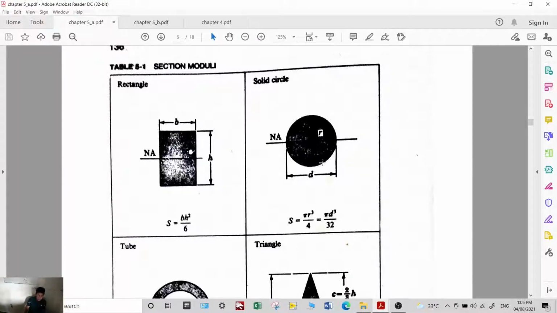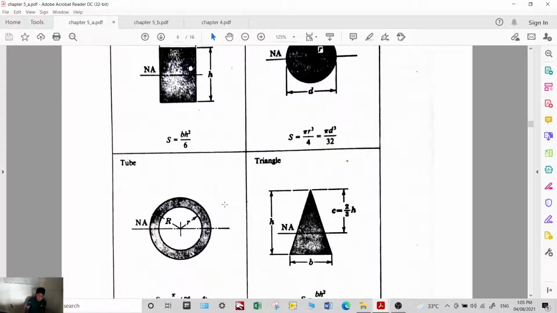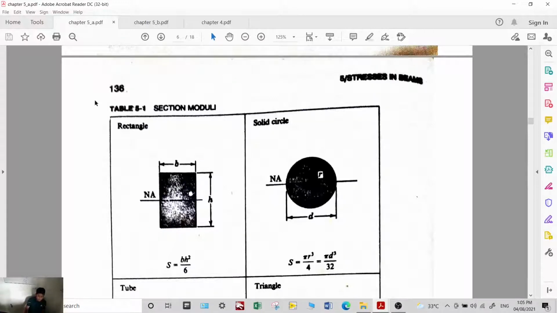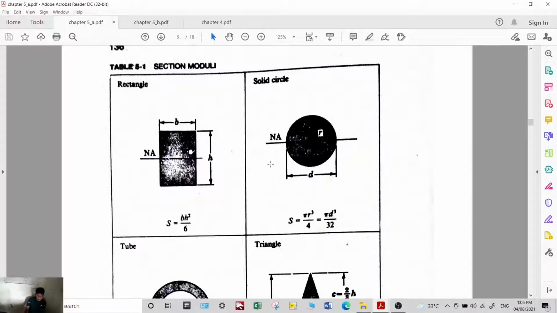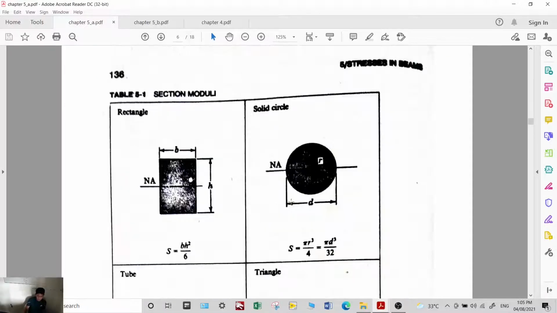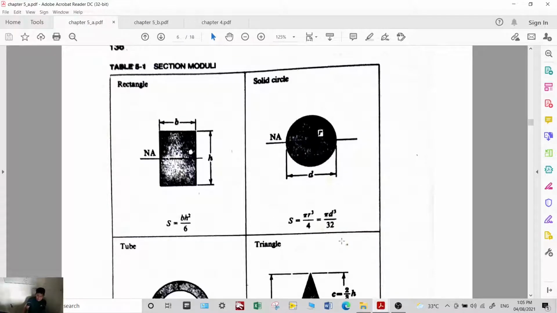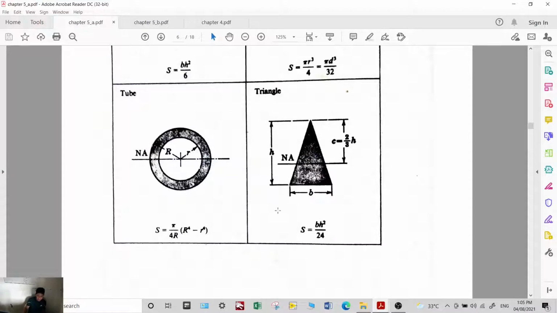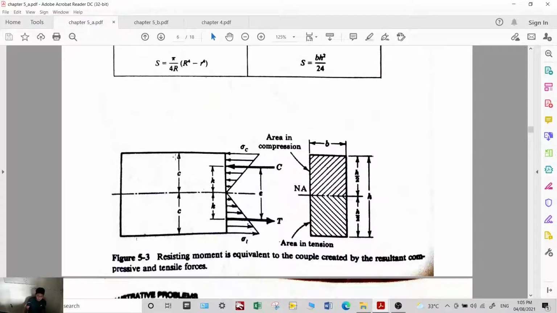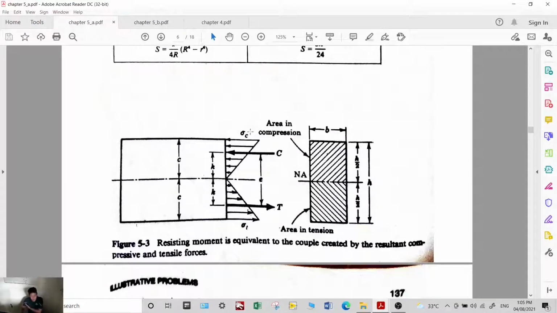By the way, the book has tables of section moduli. This sample is for a rectangle: the section modulus is BH squared over 6. So you can bring this to the exam, or you can memorize it. Solid circle, pi r cubed over 4. Triangle, tube as well. Okay?